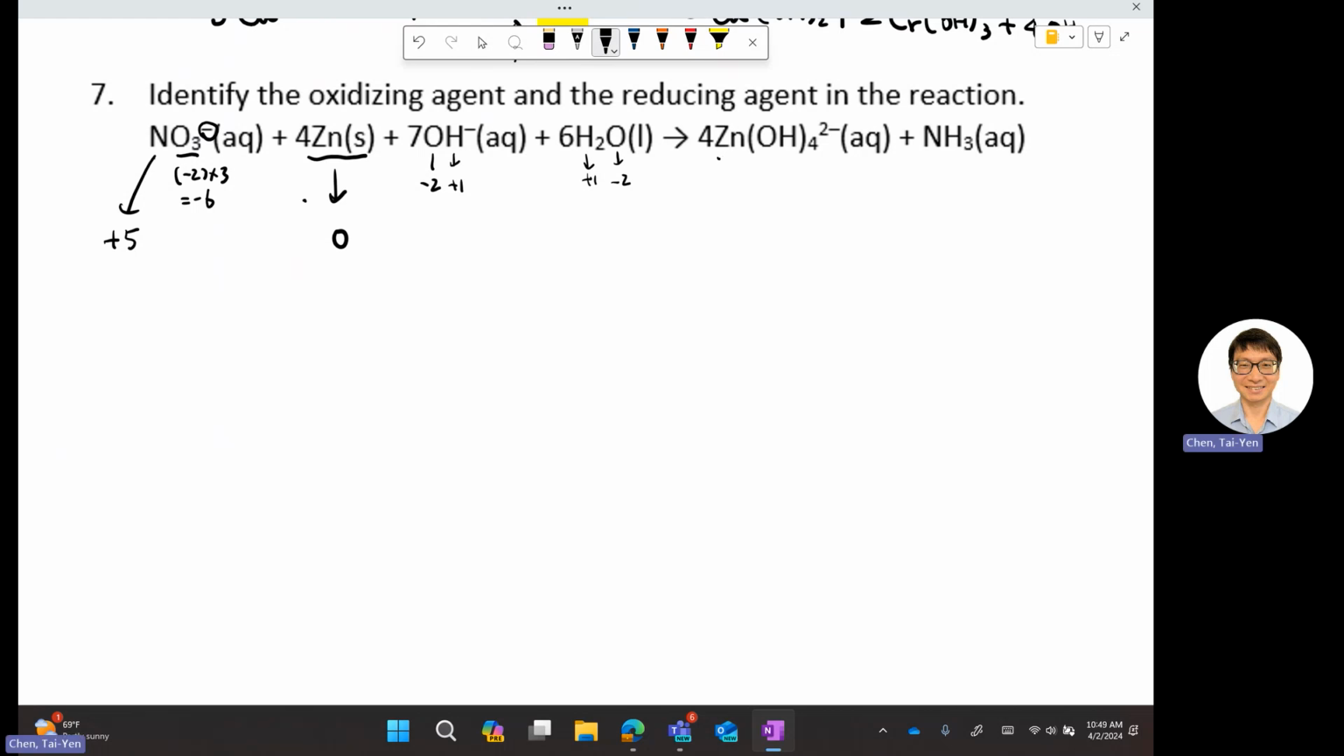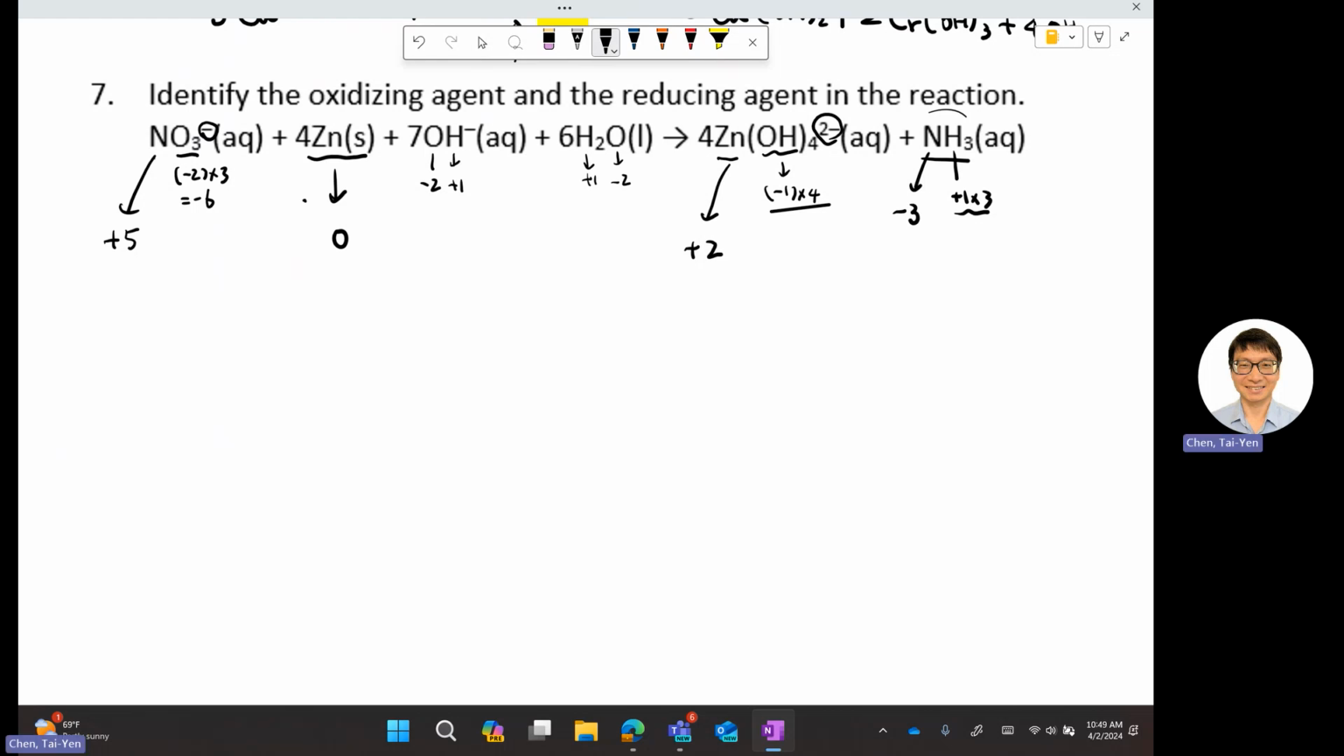Okay. Zn(OH)4 2 minus. One single OH is -1, right? You have 4 of them, that's -4. But the overall charge is -2, therefore it tells you the zinc is +2. Okay. Very last one, NH3. You have 3 H, each is +1, so it's +3, right? But the overall is neutral. That means N is -3.